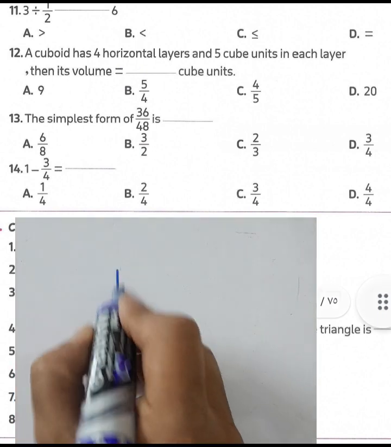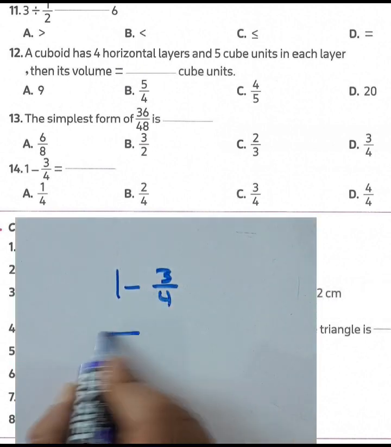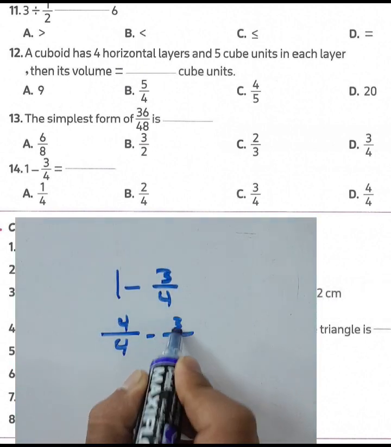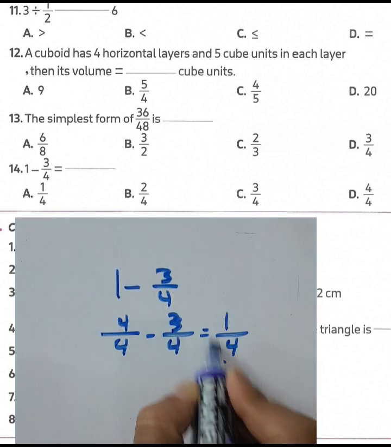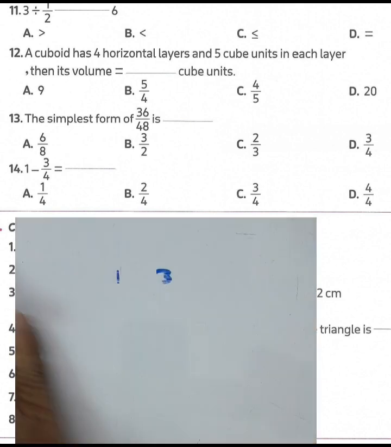Question 14. 1 subtract 3 over 4, we can write 4 over 4 subtract 3 over 4. The difference between them, 4 minus 3 equals 1, then the result will be 1 over 4.